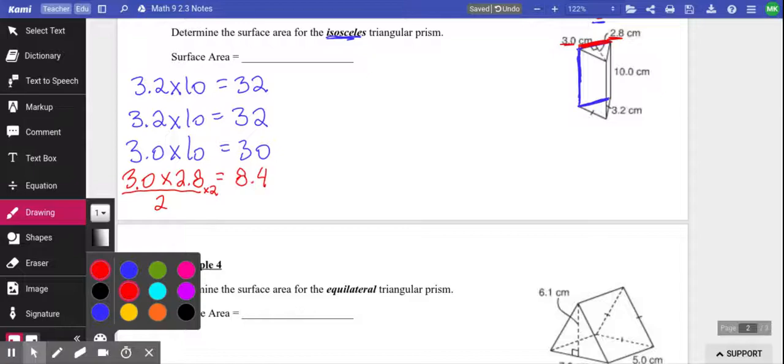The reason we divide by 2 is because that's actually the formula, right? Base times height divided by 2. The reason we times by 2 is because there are two triangles, one on the top, one on the bottom, and those triangles are the same. You should get these 4 answers. If you add them all up, you should get 102.4.